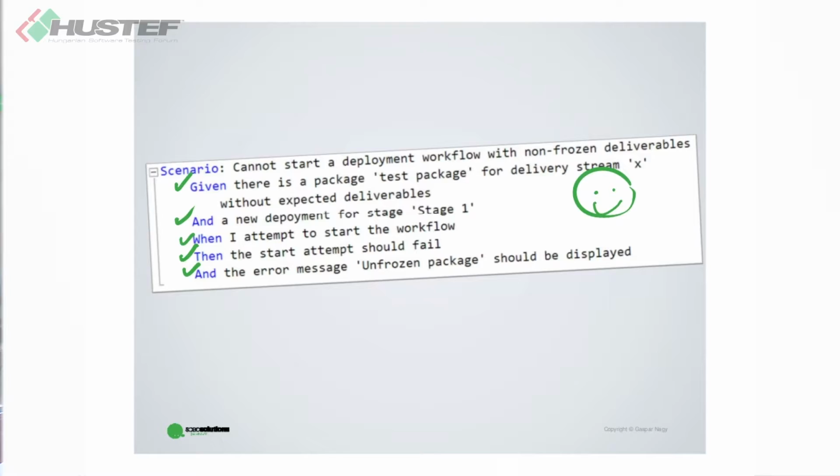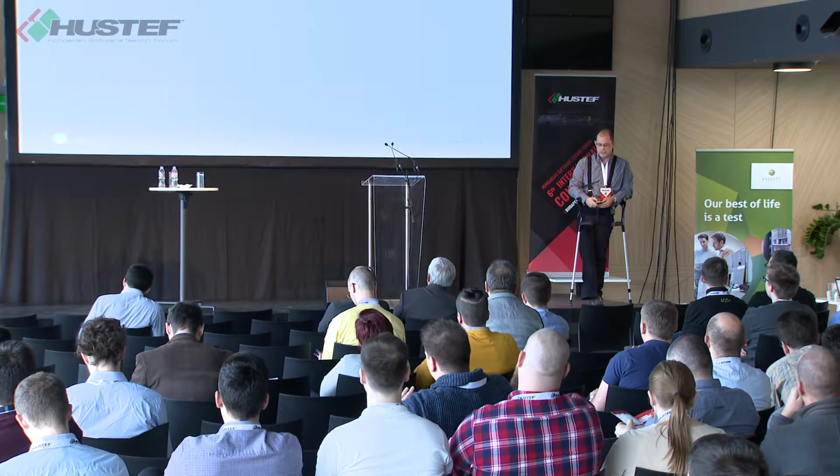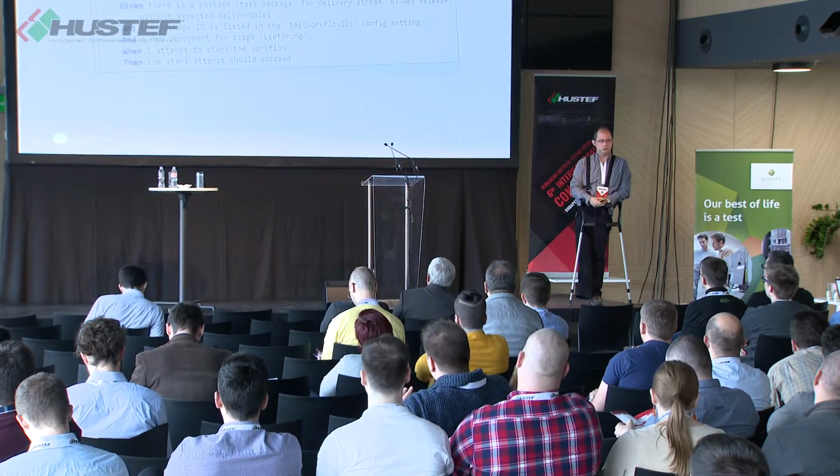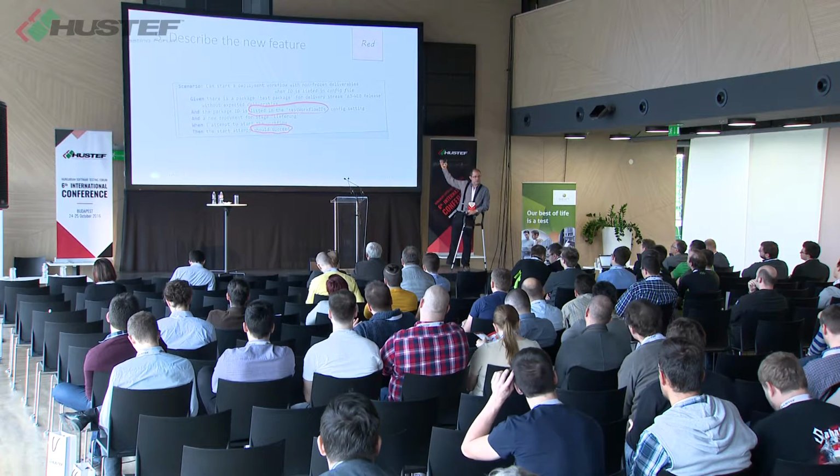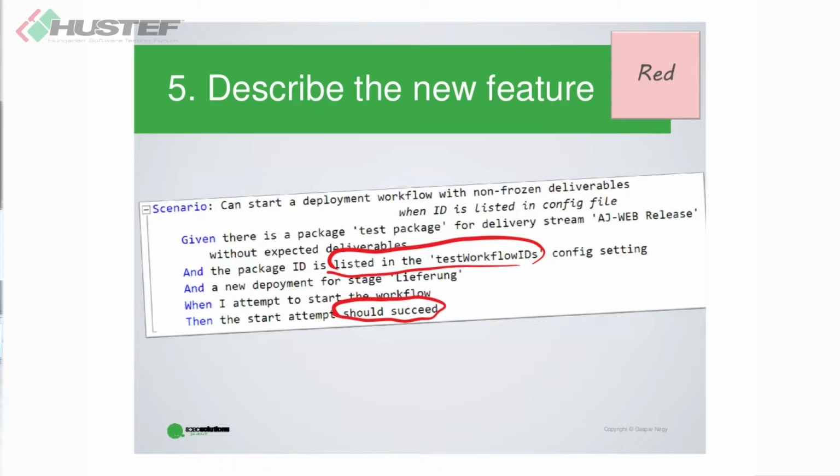And based on that, it's very easy to move forward to implement the real feature request that I need to do. I just need to say, OK, this was the current situation. What should work differently from now on? And the details are not so interesting, but what you see here is that I was able to capture the new feature: whenever this workflow ID is listed in a config file, instead of having a failure, now it should succeed.